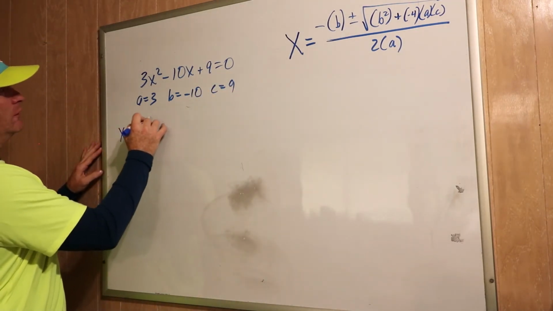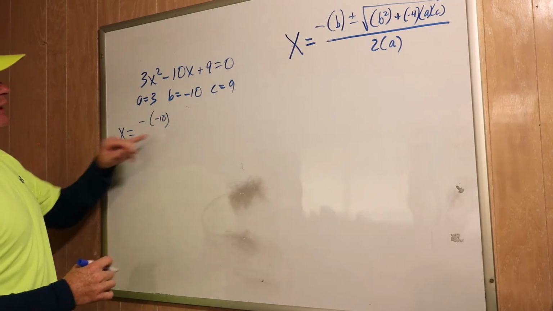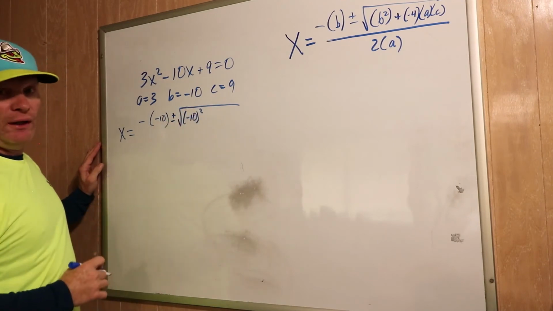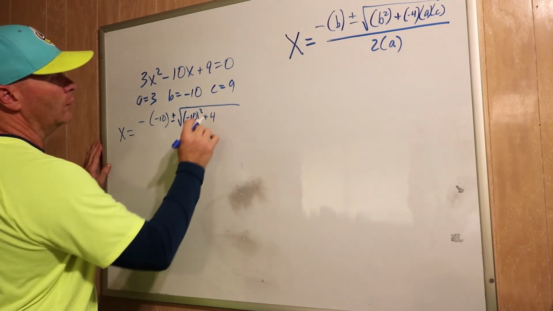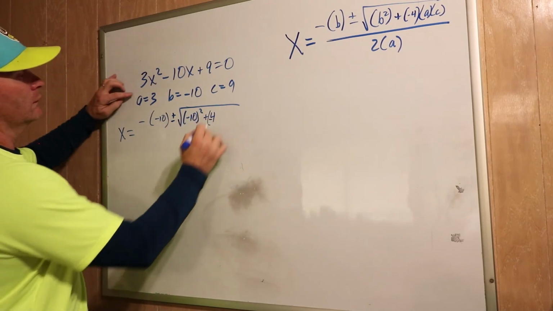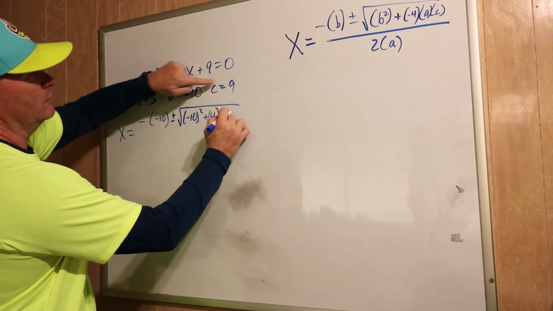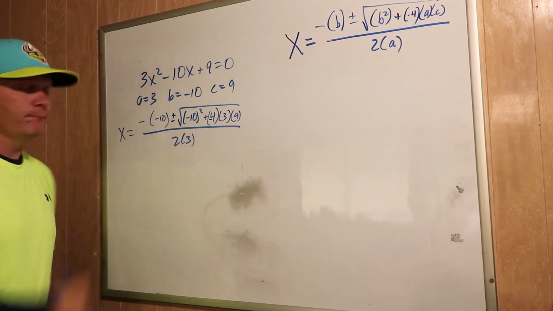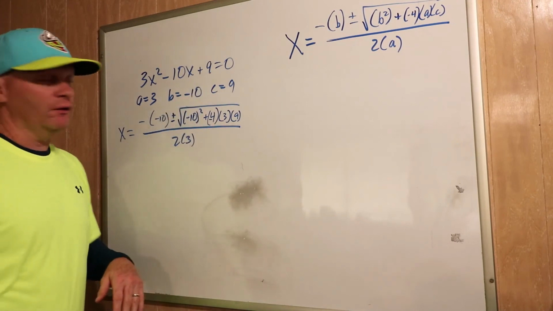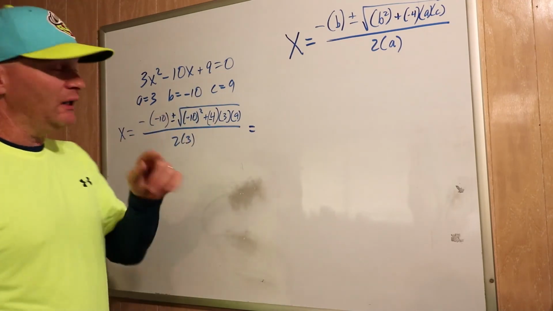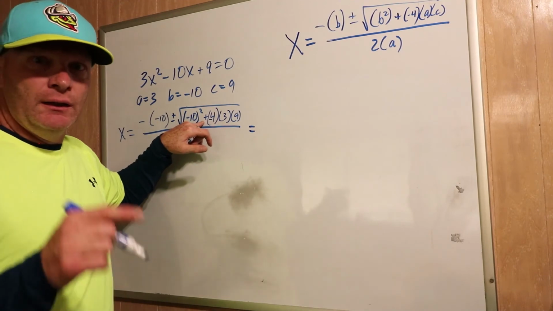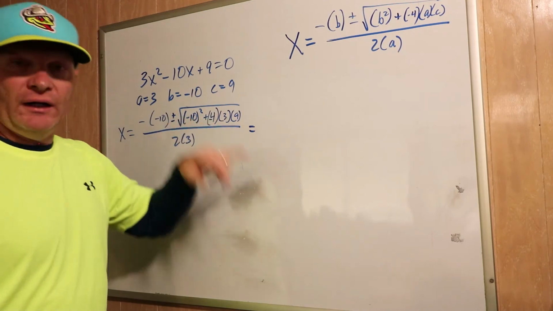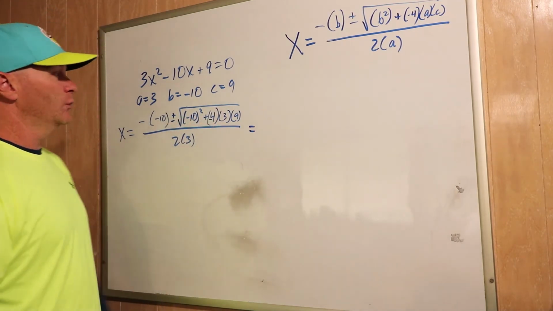So x equals negative b, so negative negative 10, plus or minus the square root of b squared plus negative 4 times a times c, all over 2 times a. Okay, you guys were pretty good at filling in the formula. Remember, the only thing I changed from last week is I think you're less likely to make a mistake if you change this to plus negative 4ac. So try that if you were struggling a little bit.